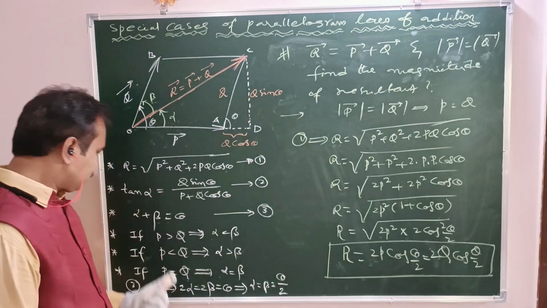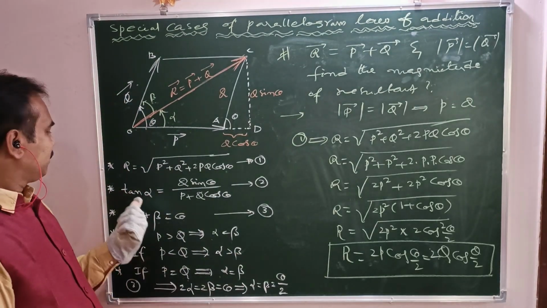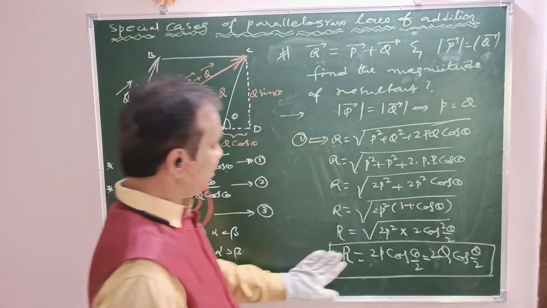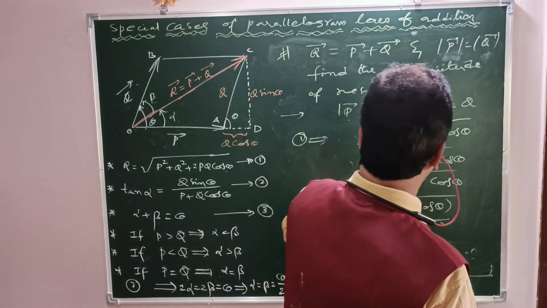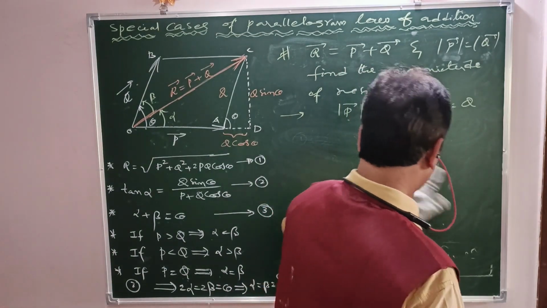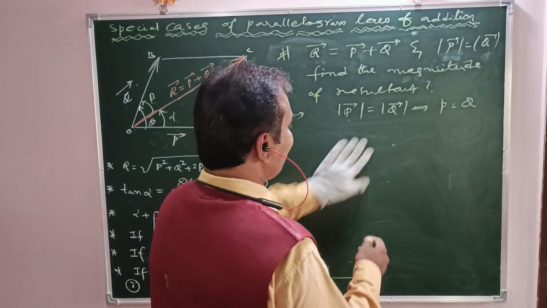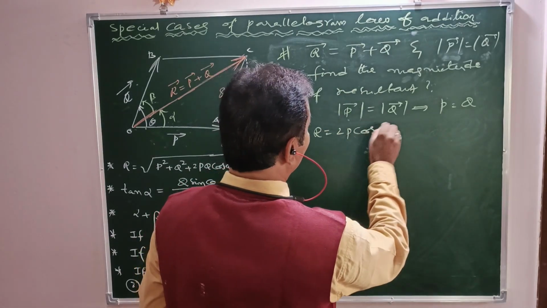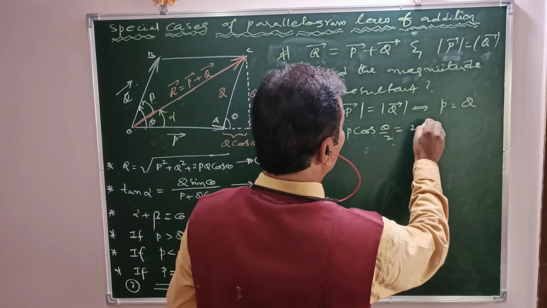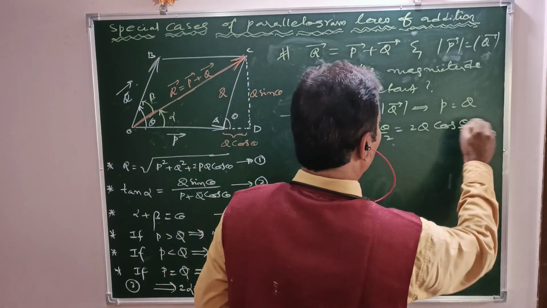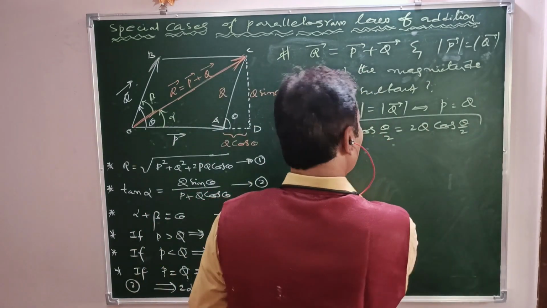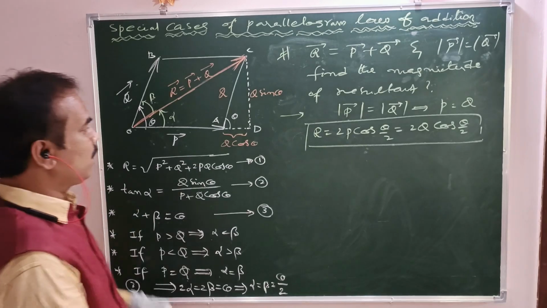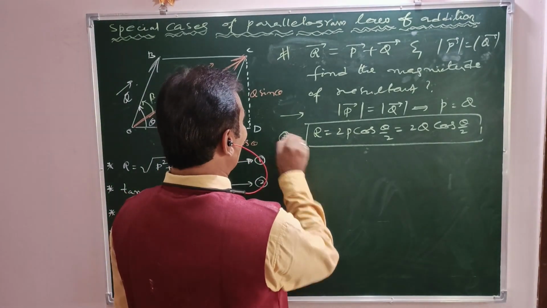In this case, coming to tan alpha, Q sin theta by P plus Q cos theta. So what is the resultant here? Here the resultant R = 2P cos(theta/2), that is also equal to 2Q cos(theta/2). This is the resultant, especially in this case when both are of the same magnitude. Coming to the second expression.